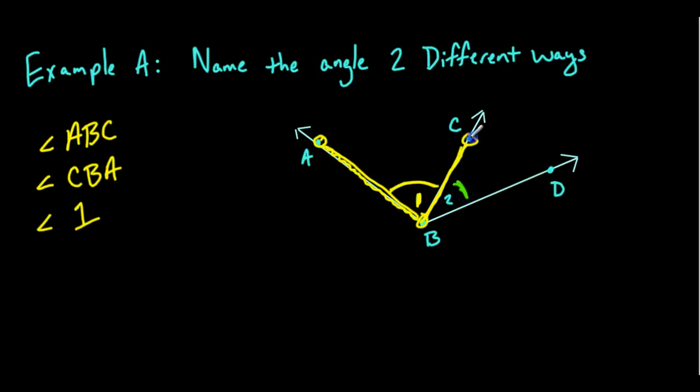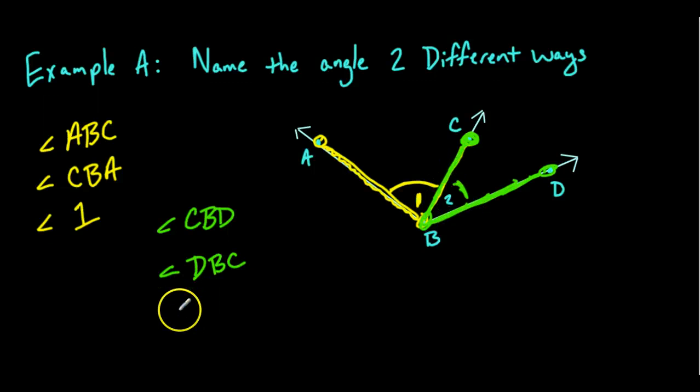Now the second one, let's do it in green. It's going to go from C to B, so ray BC and ray BD are the two rays that make that one up. We're going to call that angle CBD, starting at C down to B to D. Or we could do it backwards and call it angle DBC, starting at D, going to B and then up to C. Or we can name that one angle 2. Again, the 2 is inside that angle and only refers to that one.